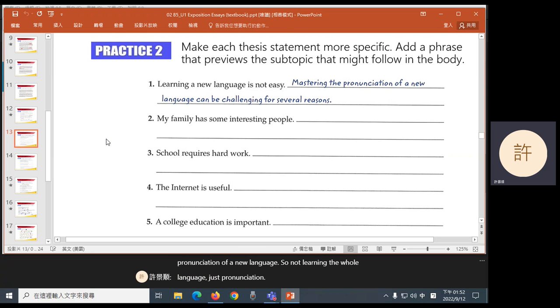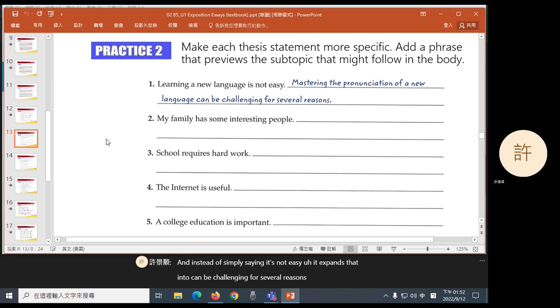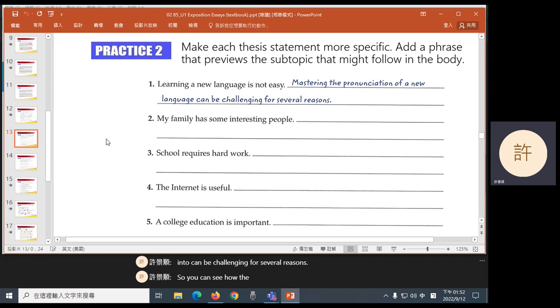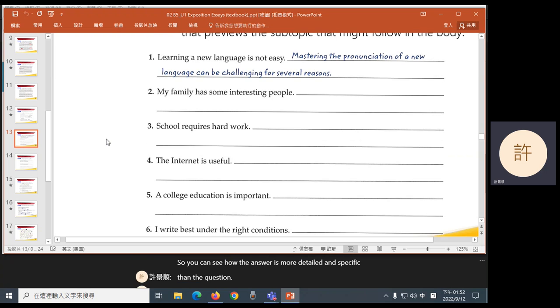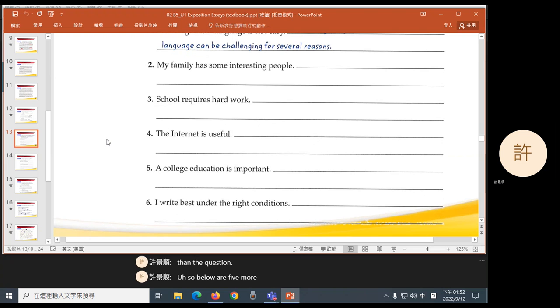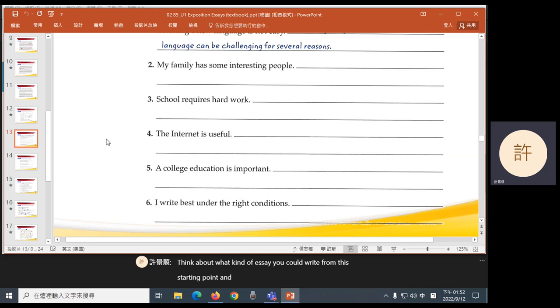It's more detailed. And instead of simply saying it's not easy, it expands that into can be challenging for several reasons. So you can see how the answer is more detailed and specific than the question. So below are five more. Think about what kind of essay you could write from this starting point and put those ideas into a more detailed thesis statement.